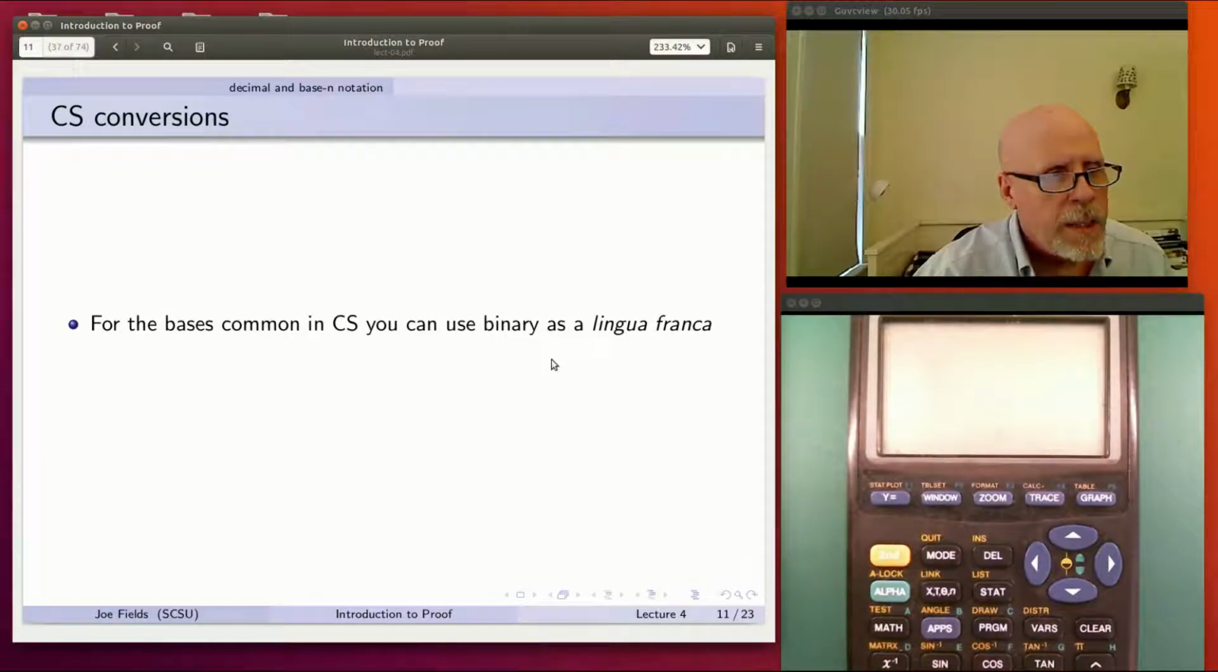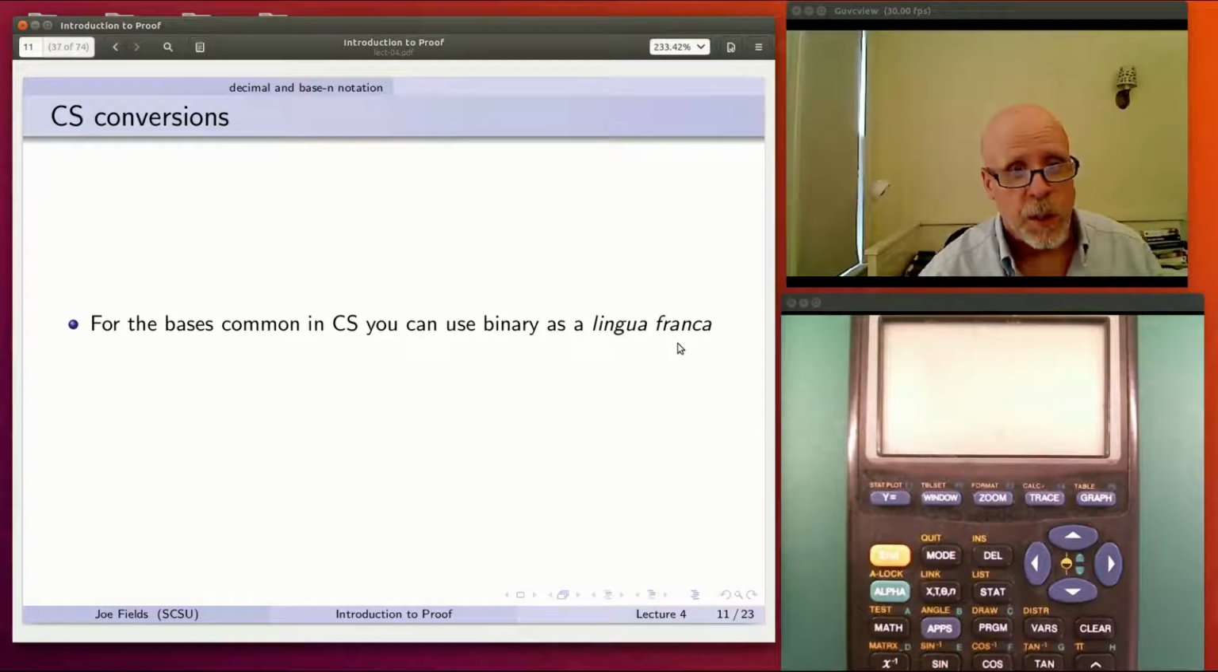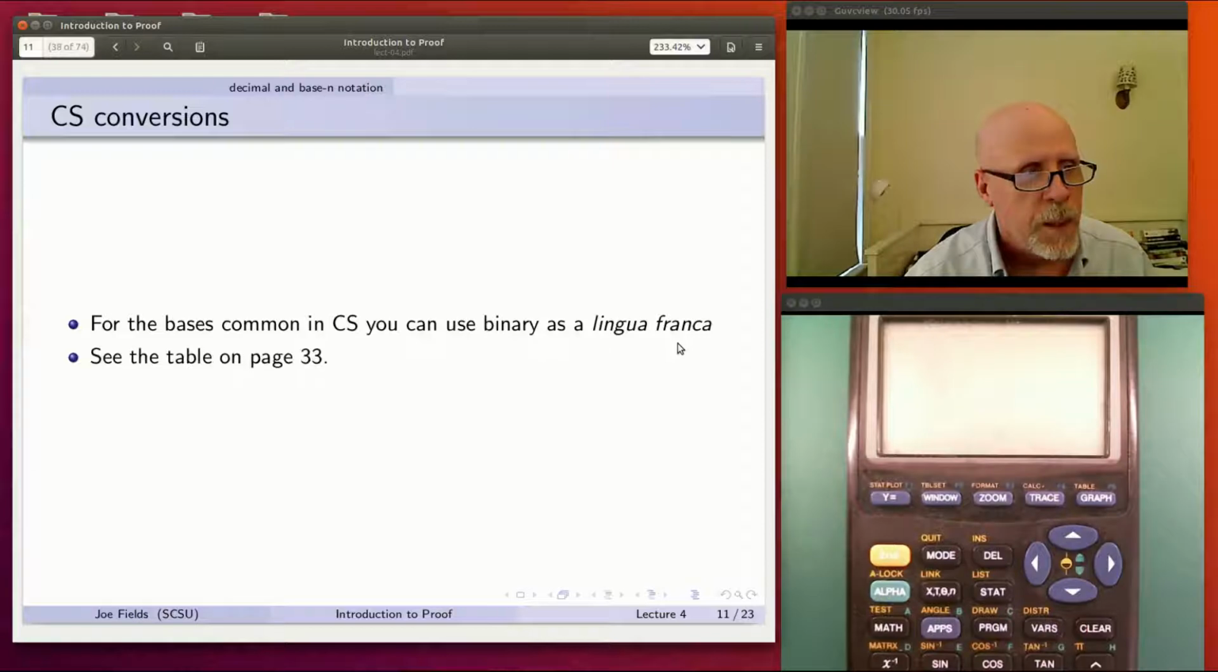For the bases common in computer science, you can use binary as what is known as a lingua franca, a language of trade, or a language that everybody kind of knows. Like today, I think English has become a lingua franca because pretty much wherever you go in the world, people know a little bit of English at least, so you can communicate to an extent if you know English.